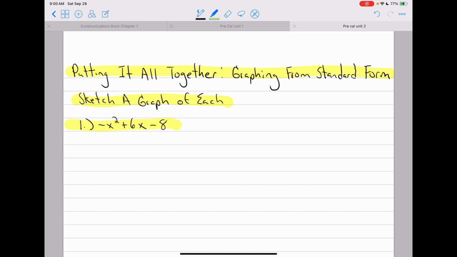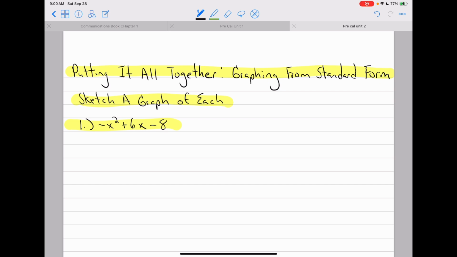All right, so let's sketch the graph of this one: -x squared plus 6x minus 8. What I need you to do is factor it first. Second, find the x-intercepts. Third, find the vertex. Pause and do that right now. Cool. You just did it because you're a good student and you do the stuff that you're asked to do. I appreciate you for that.